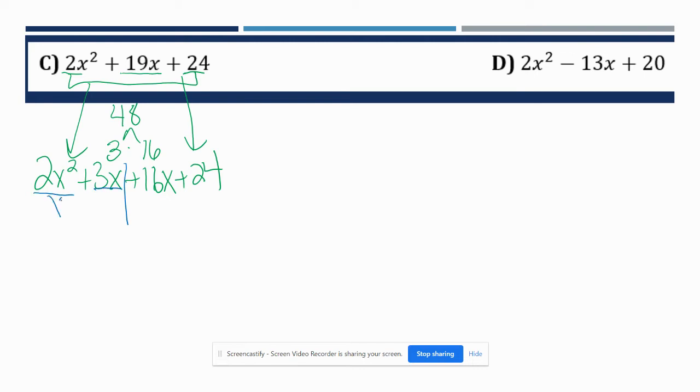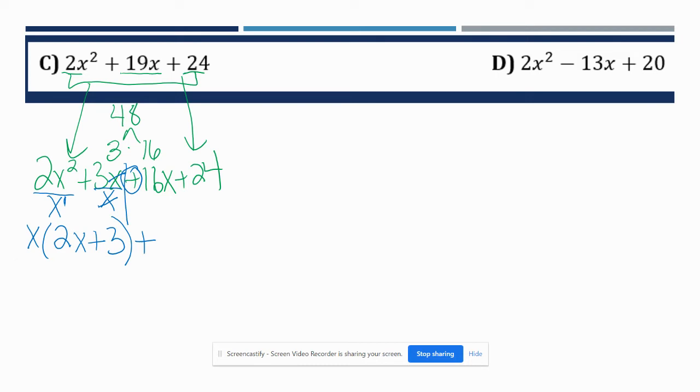Greatest common factor on the left side is x. We divide by x. 2 divided by 1 is 2. X squared, take out x to the first, is x, plus 3 divided by 1 is 3. X to the first over x to the first leaves us with no x there. Our right side starts with plus.